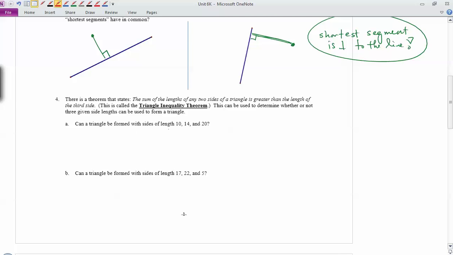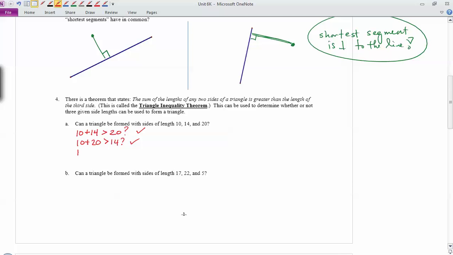So when I say, can a triangle be formed with lengths 10, 14, and 20, you're going to check, is the sum of the first 2 sides greater than the third side? And in this case it is. And then you check all the combos of 2 sides. So instead of 10 and 14, let's try 10 and 20. And then check, is that bigger than 14? And yeah, 30 is bigger than 14.